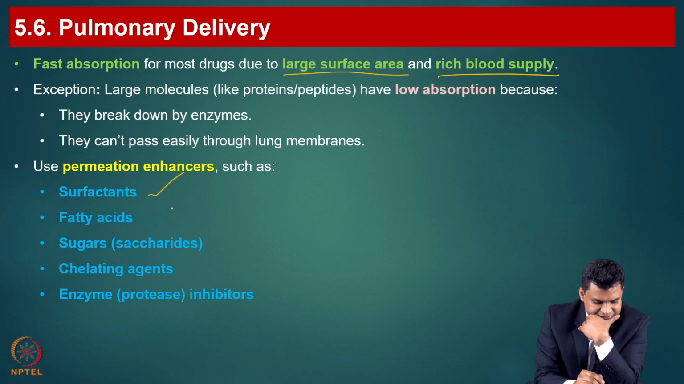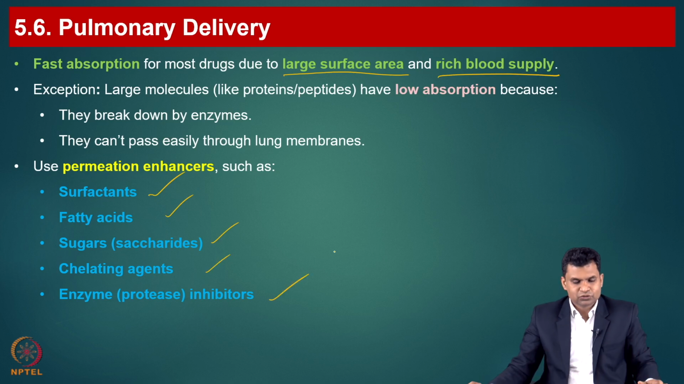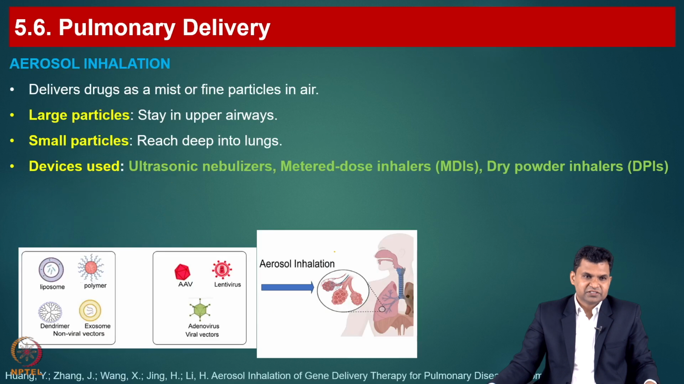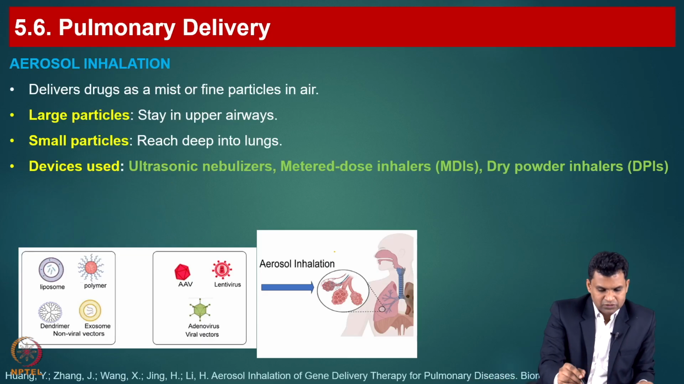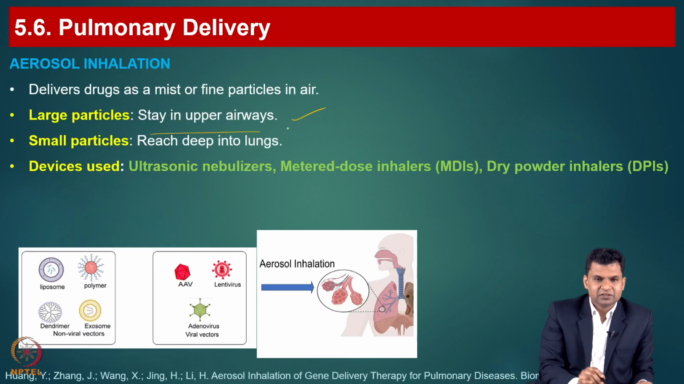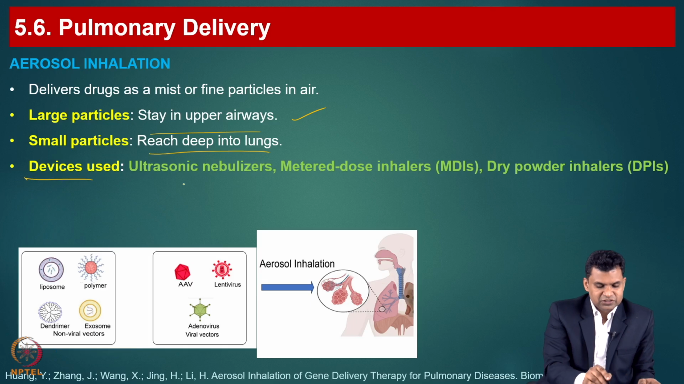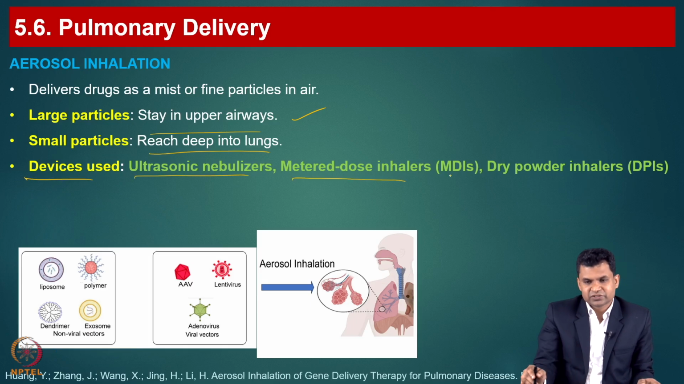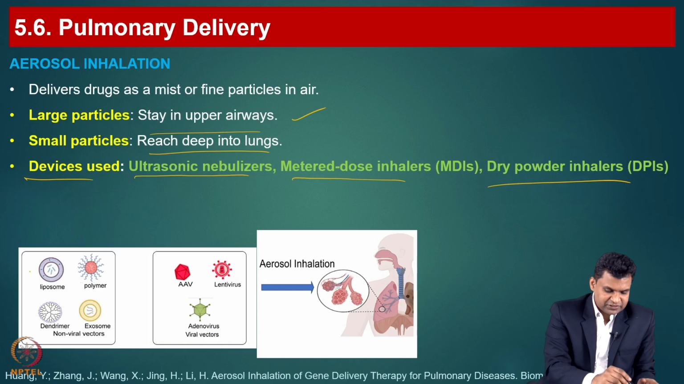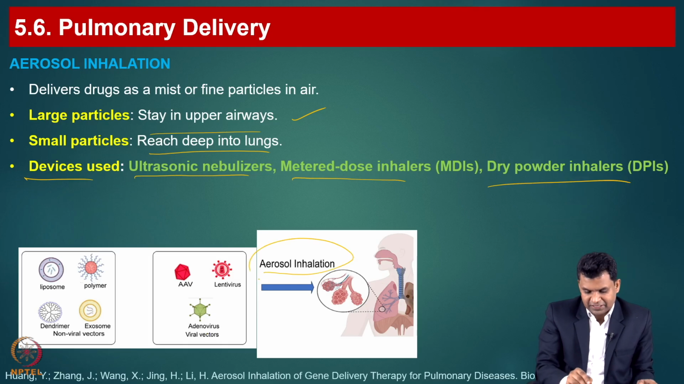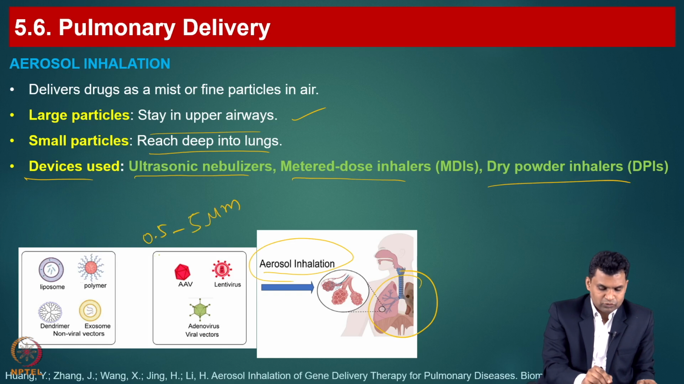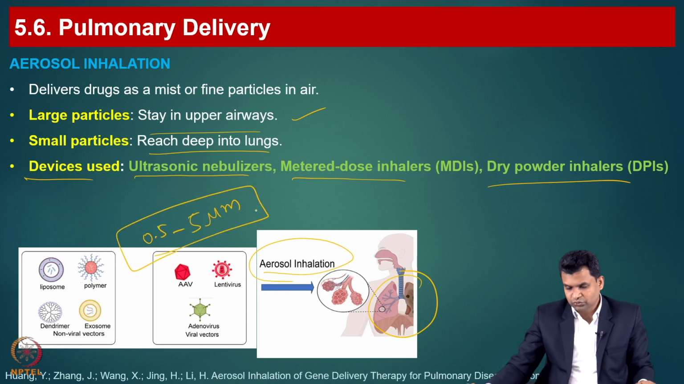Here we can add surfactants, fatty acids, sugars, chelating agents, and enzyme inhibitors, which will also help in pulmonary delivery systems. Large particles will be trapped in the upper airways, and small particles will reach the deeper lungs. Here we need to use devices like ultrasonic nebulizers, metered dose inhalers, and dry powder inhalers, so such carriers can be delivered through the pulmonary route. Preferably 5 micrometers is preferable to show high efficacy.